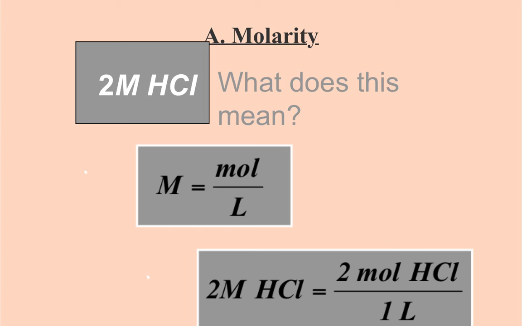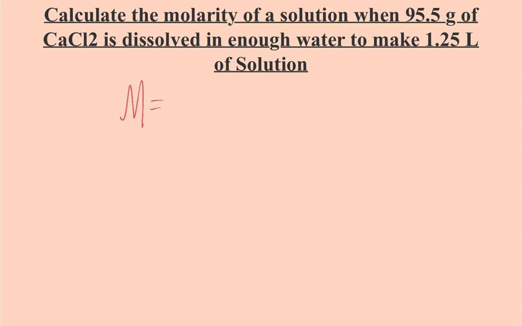So molarity is calculated by using the moles divided by the overall liters. And so if I have a 2 molar hydrochloric acid solution or a 3 molar hydrochloric acid solution, the 3 molar is more concentrated than the 2 molar because I have more moles dissolved in the same amount of solution. So molarity is equal to moles over liters.